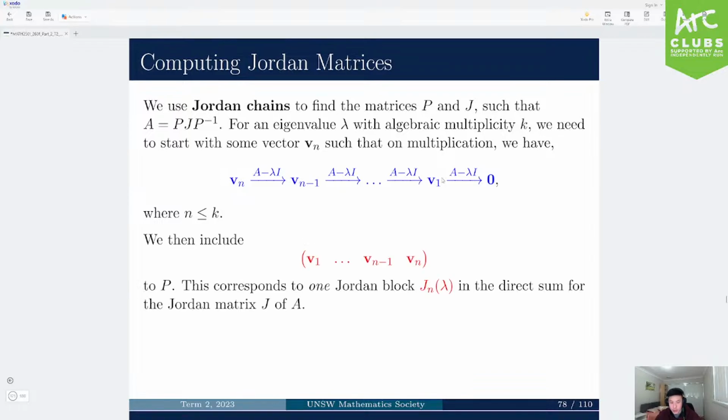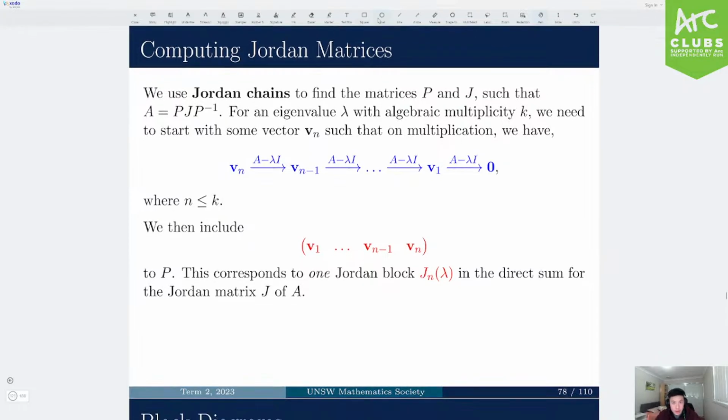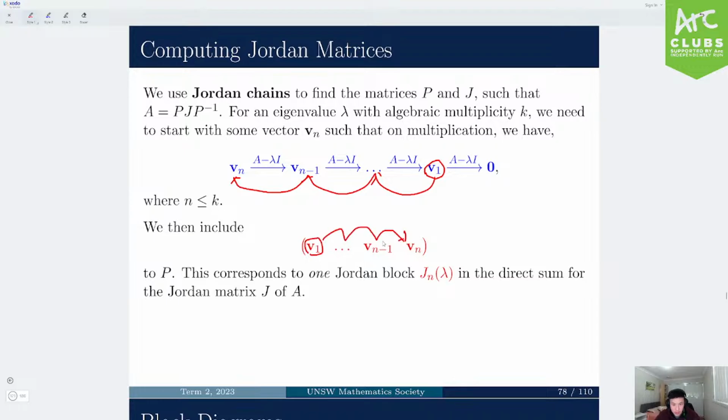And in this case, what we do is we include this set of vectors into the columns of P. So one thing to be slightly careful of is that we actually start with this base eigenvector here, and we work our way up. Notice when we're computing the Jordan chains, we're starting from Vn and chaining down, but when we're writing our matrix P, we start by writing V1, and we work our way up towards Vn. Okay, and that corresponds to one Jordan block Jn of lambda in the direct sum of the Jordan matrix.